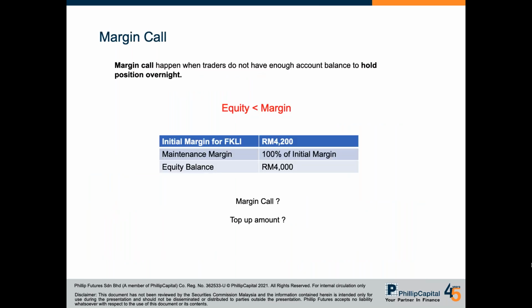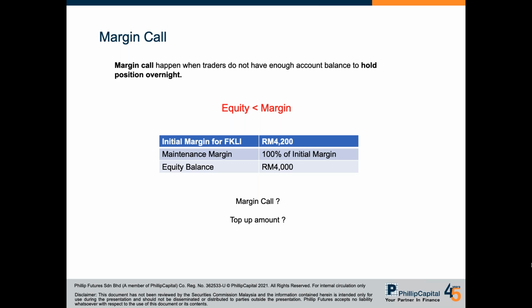Okay, so margin call. What is a margin call? In futures trading, in the futures market, margin call is very important. Margin call happens when traders do not have enough account balance to hold their position overnight. I'll be giving an example here. Initial margin for one lot of FKLI will be 4,200 ringgit. And to hold overnight, you need 100% of the initial margin.